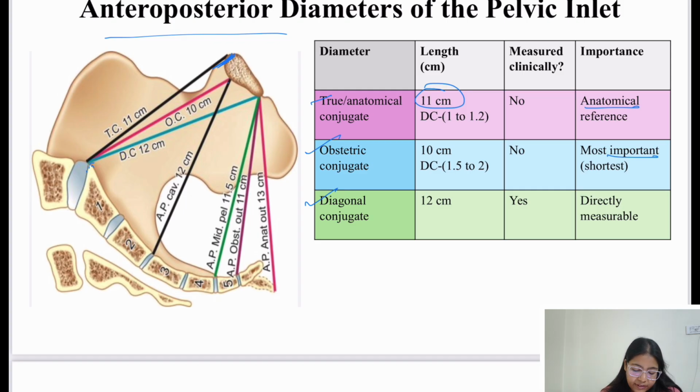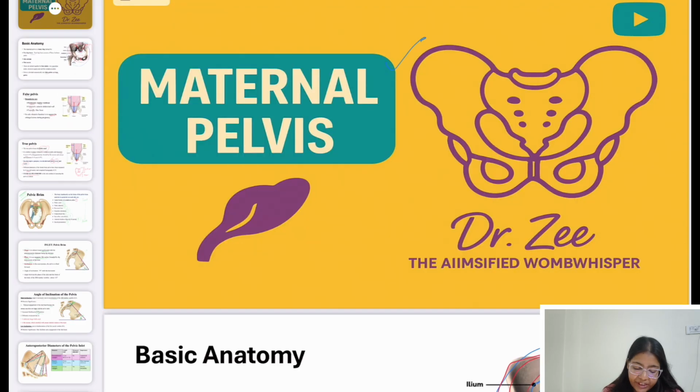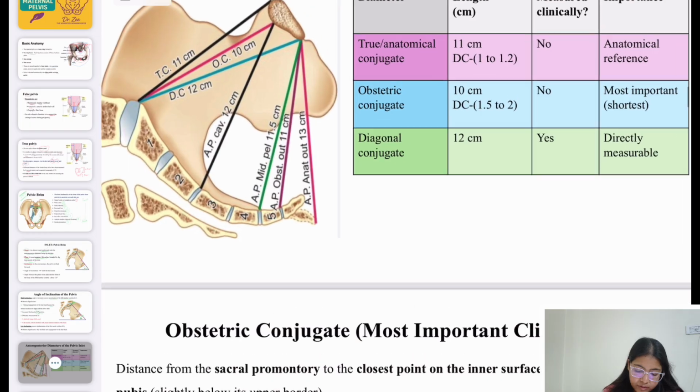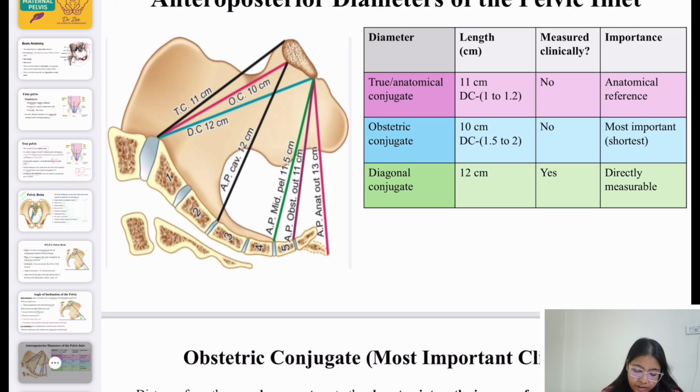Now the third one is from the lower border of the pubic symphysis to the upper border of the first sacral vertebra. Now you can measure it, because when you do per vaginum examination, you will do digital examination from this point. So you can measure this point by your fingers. So this is measurable, and this is 12 centimeter. So just remember 11, 10, 12 centimeter.